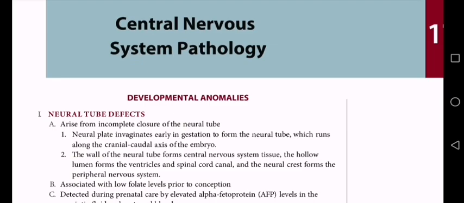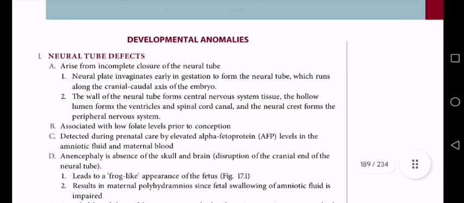Neural plate invaginates early in gestation to form the neural tube, which runs along the cranial caudal axis of the embryo. Now, the wall of the neural tube forms central nervous system tissue. The hollow lumen forms the ventricles and spinal cord canal. And the neural crest forms the peripheral nervous system. So, associated with low folate levels prior to conception, detected during prenatal care by elevated alpha fetoprotein, which is known as AFP levels, in the amniotic fluid and maternal blood.